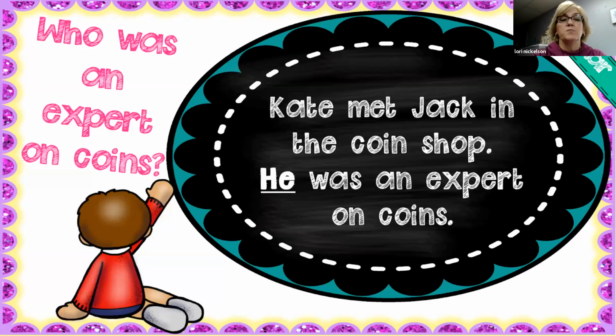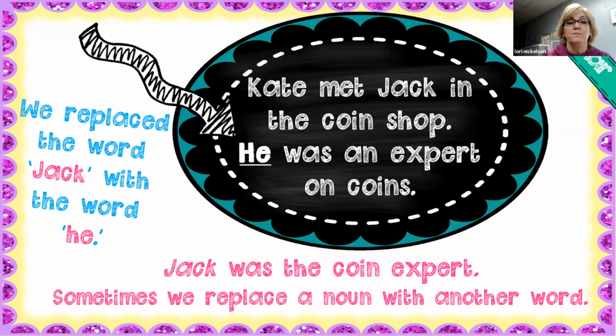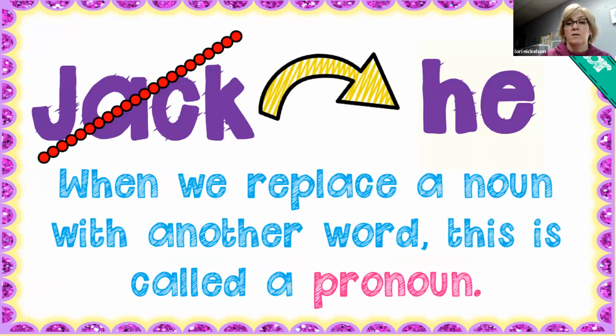So let's see who the expert is in coins. Kate met Jack in the coin shop. He was an expert on coins. So who was the expert on coins? Jack. They replaced Jack with he. So we replaced the word Jack with the word he. Jack was the coin expert. Sometimes we replace a noun with another word. So we took Jack out, replaced it with he. Remember, when we replace a noun with another word, it's called a pronoun.